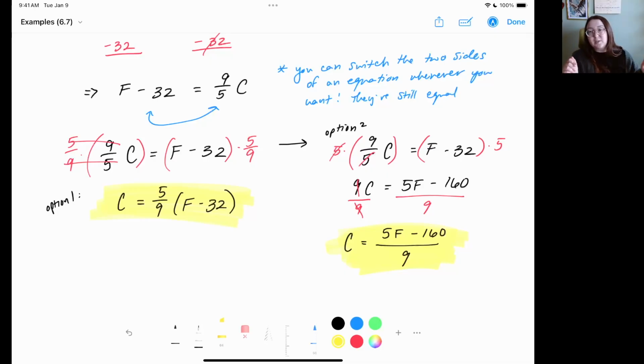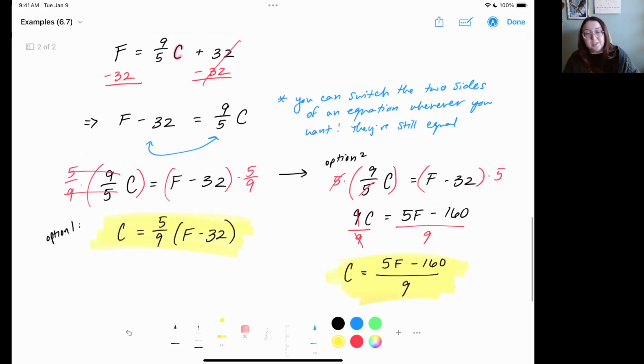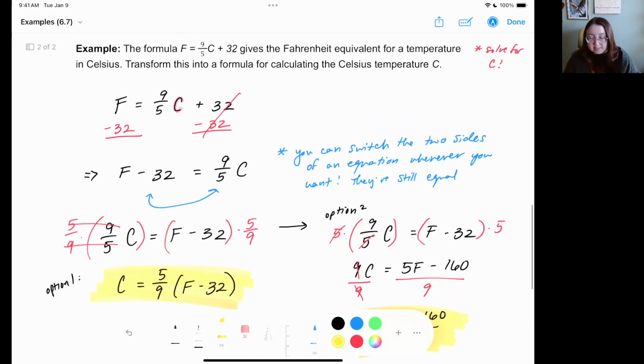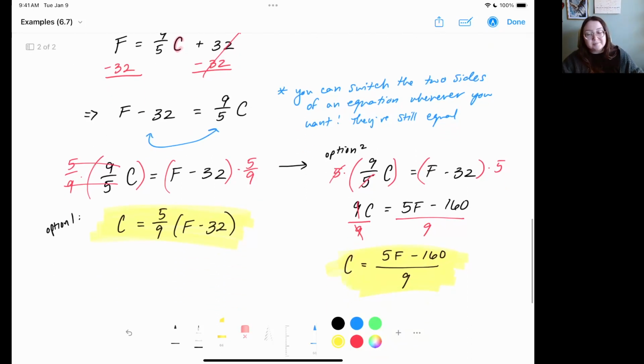Now both of these answers, option 1 and option 2, are the same. They are equal to each other. If we multiply that f minus 32 into the numerator of 5/9, it would give us the answer for option 2. So they're both correct. If one felt more natural to you, then by all means use that one. The answer was still the same either way, so it truly didn't matter which option you chose. But there we go. That was our second example. So let's go ahead and go back to our lecture.